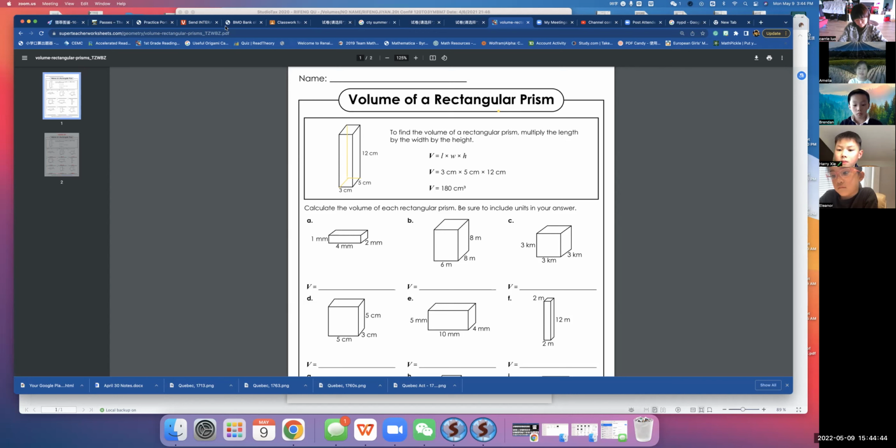So I have to calculate A, B, C, and D. So let's calculate it, okay? I'm going to use a special color for this one. So let's take a look at this one. I'll use a slightly thicker color. So 1, 2, 3, and 4. Everybody take a look at this one.